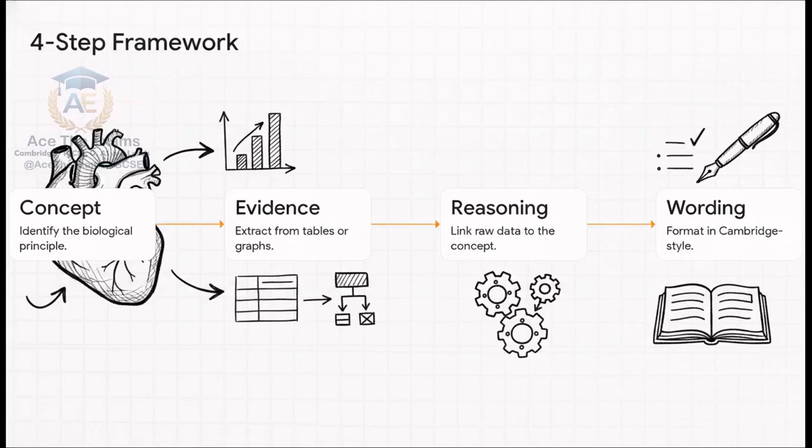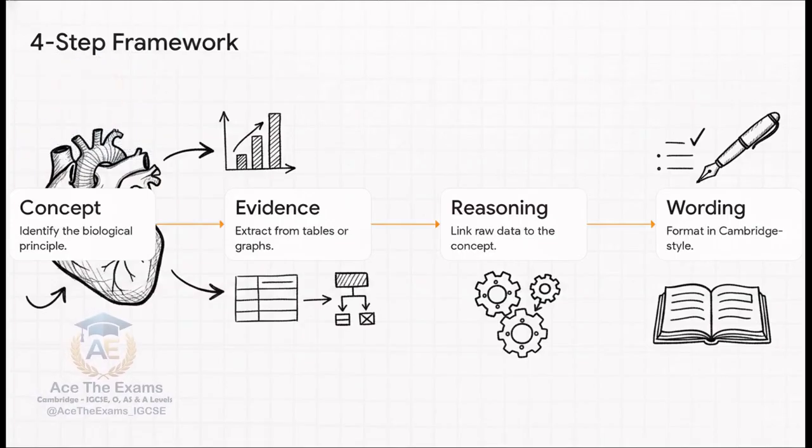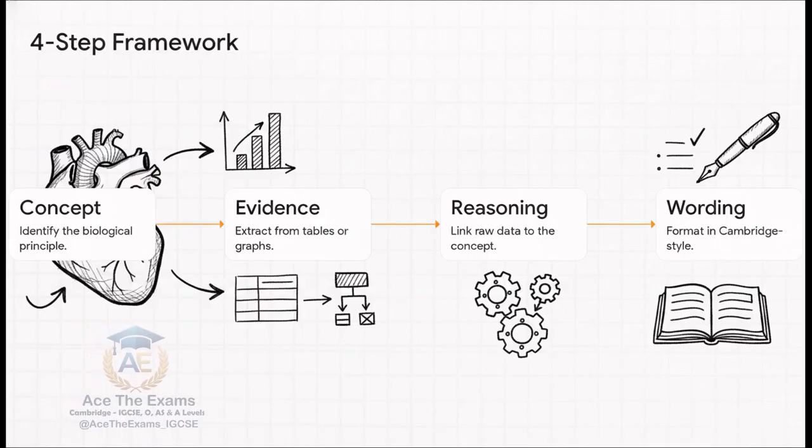Logically link that raw data back to the biological concept to prove causality. And Step 4, examiner wording. Format your conclusion using strict Cambridge-style terminology. So that's concept, evidence, reasoning, wording. Memorize that sequence, it's absolutely crucial.